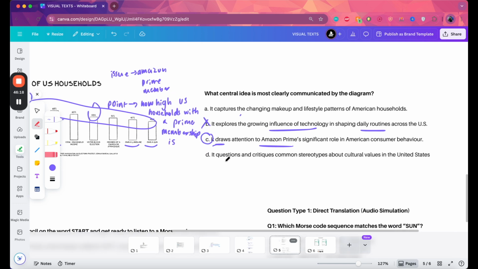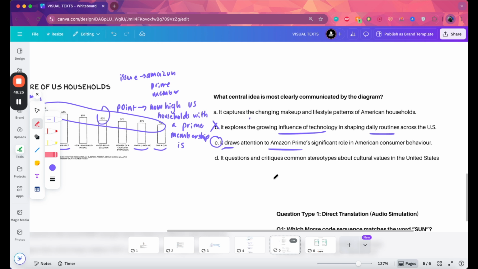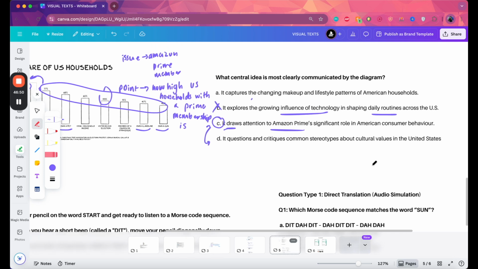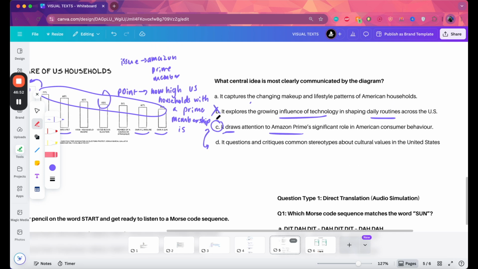So D, it questions and critiques common stereotypes about cultural values in the United States. I feel like between C and D, it's a bit tricky because we don't want to bring in biases. So, questions and critiques common stereotypes about cultural values in the United States. Versus draws attention to Amazon Prime's significant role in American consumer behavior. Questions and critiques common stereotypes about cultural values in the United States. Okay, I'll come back to D.